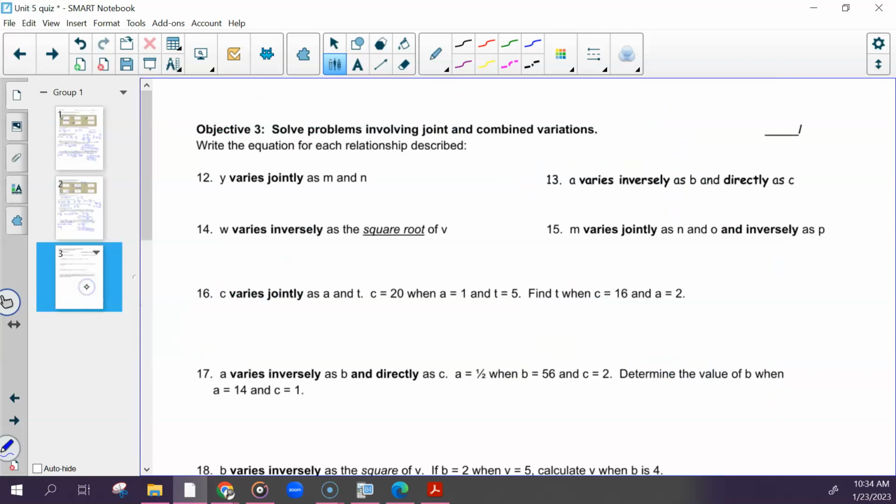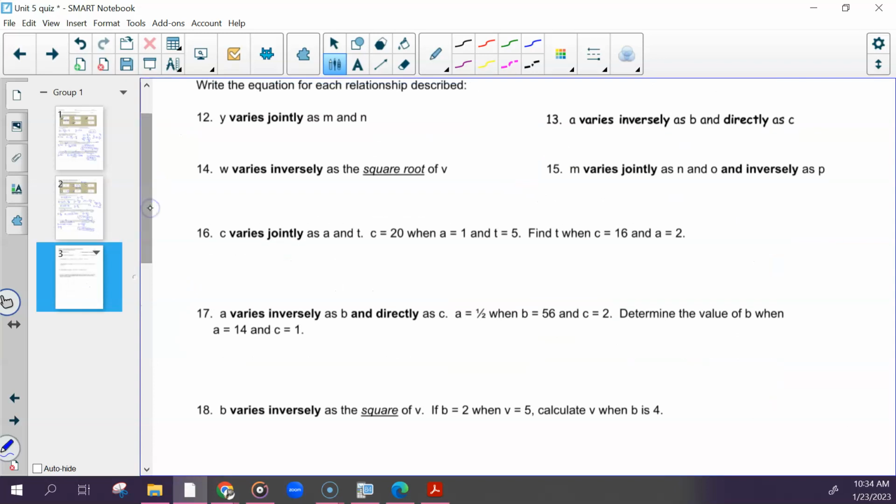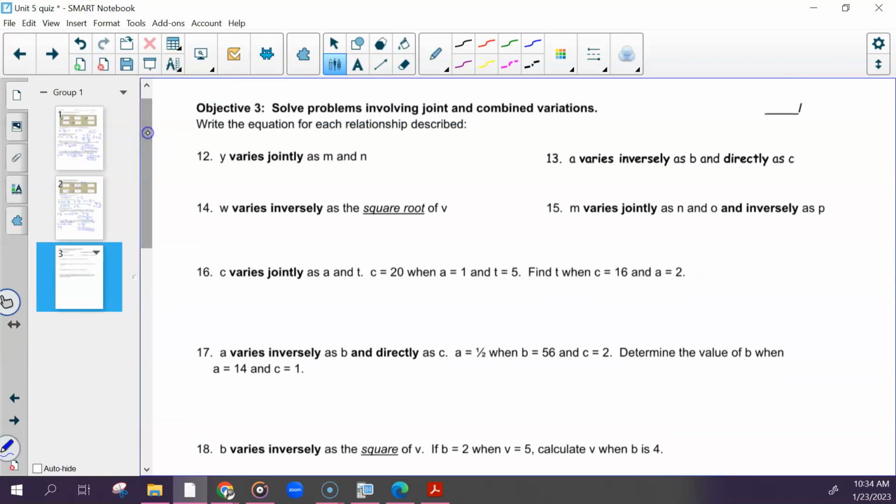And then on the last page, the first 4 were just setting up equations. So y varies jointly as m and n. All of these should have had some k in there. y equals k, varies jointly, all the variables are next to each other. k, m, n.